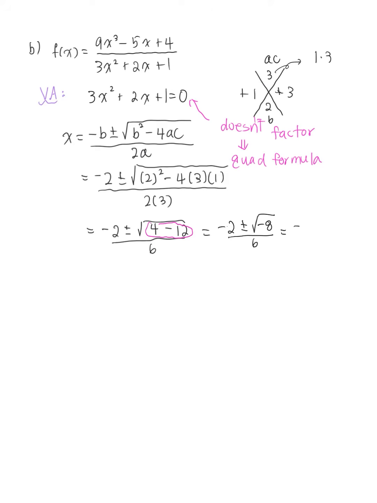So this is going to be negative 2 plus or minus 2 square root of 2i, whole thing divided by 6, which is the same thing as negative 2 over 6, which is negative 1/3, and then plus or minus, now 2 goes into 2 once, and 2 goes into 6 three times. So here you're going to have square root of 2 over 3 i. So regardless, we have an imaginary solution here. So in this case, we can conclude that there is no vertical asymptote.